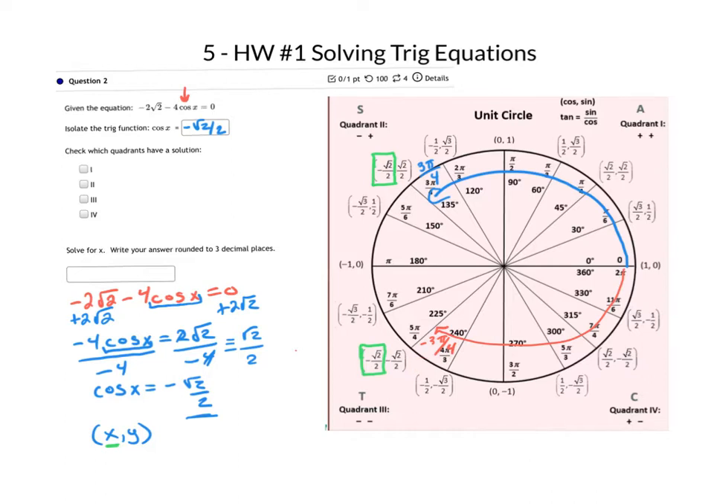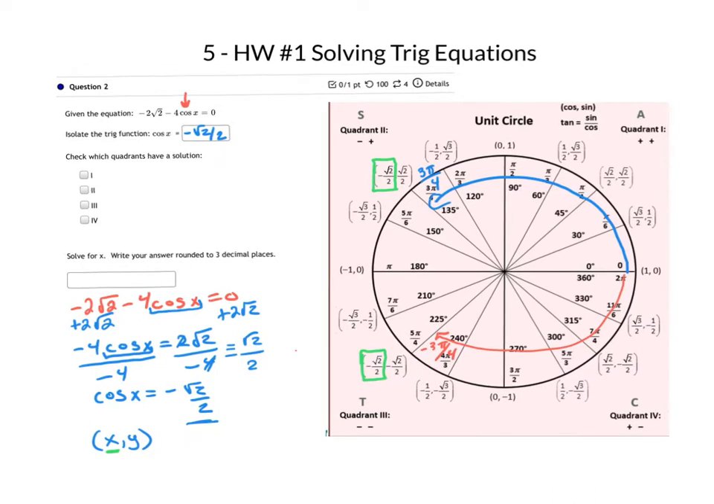So my answer will be 3 pi over 4 and negative 3 pi over 4. When you do this, remember this is only for cosine, and make sure you put a comma in to separate your answers. Now, not all the questions will be right on the unit circle. So next I'm going to show you how to use your calculator to solve the same problem.